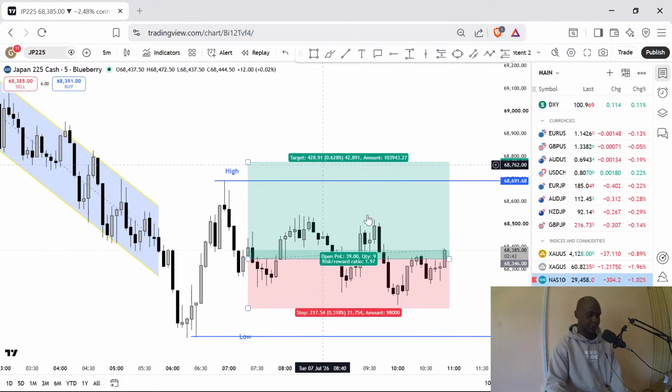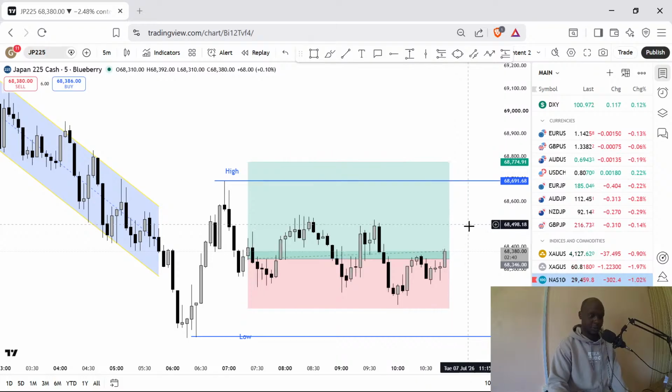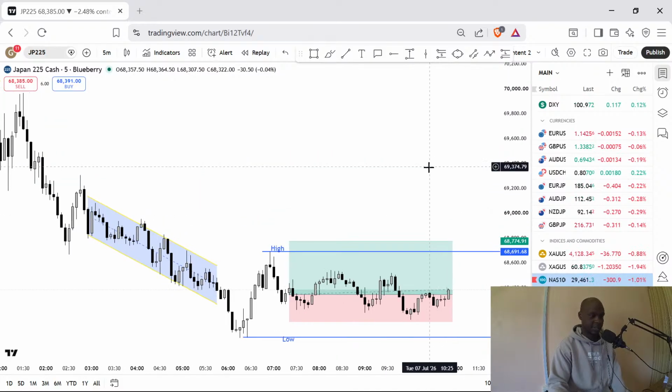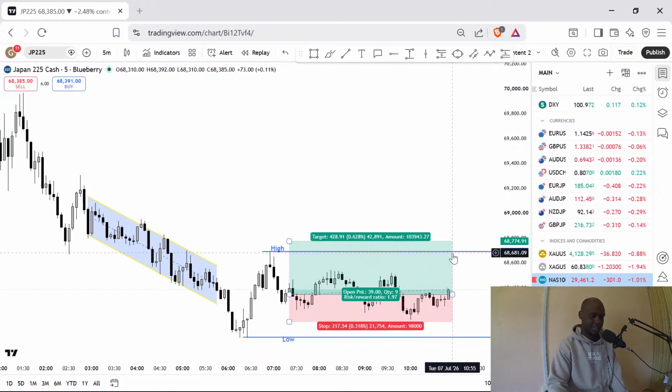Hopefully this candle continues to push upwards and gets a strong bullish close. We really need just maybe 2 or 3 consecutive bullish candles to break this high.